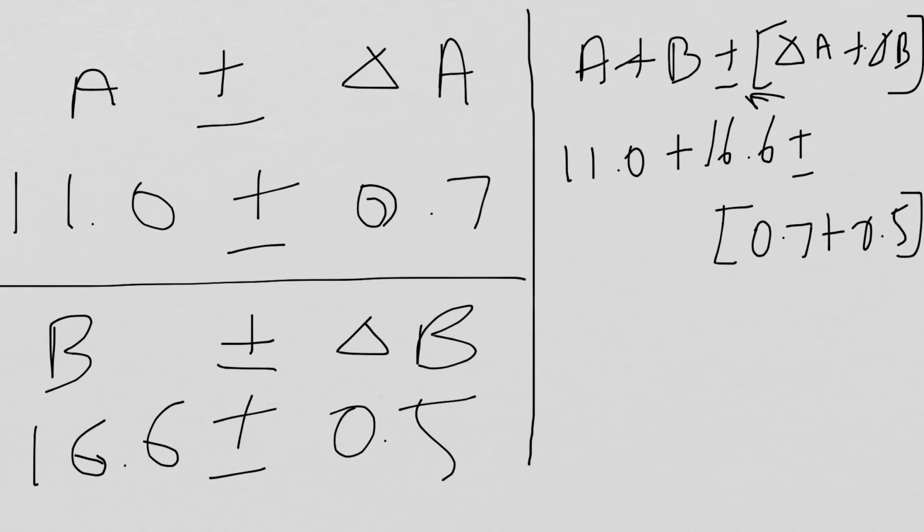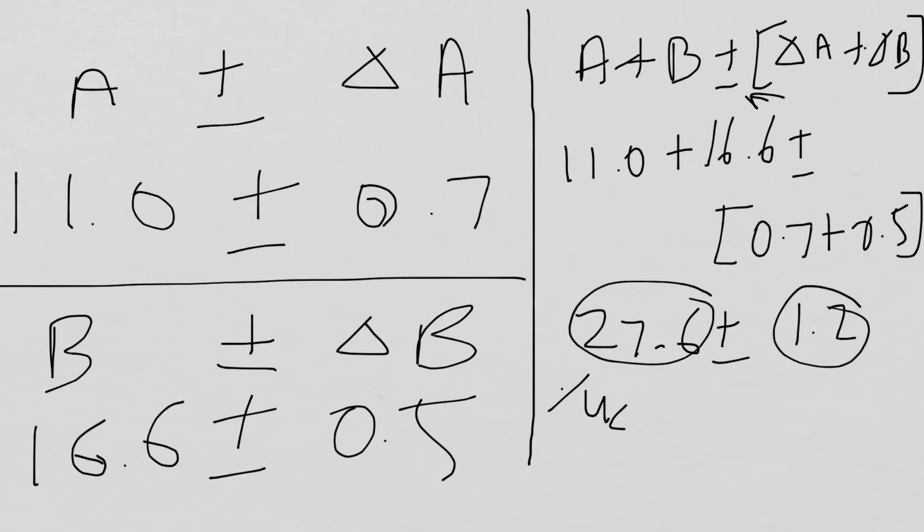So now we will solve this. 11.0 plus 16.6 comes to 27.6, then plus or minus, 0.7 and 0.5 come to 1.2. Now for the percentage uncertainty, this value upon this value into 100, that will be 1.2 divided by 27.6 into 100. Solving this you get 4.58, but one significant figure is there, so instead of 4.58 we will write 4.6 only.